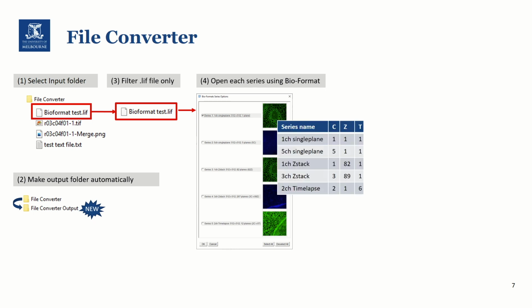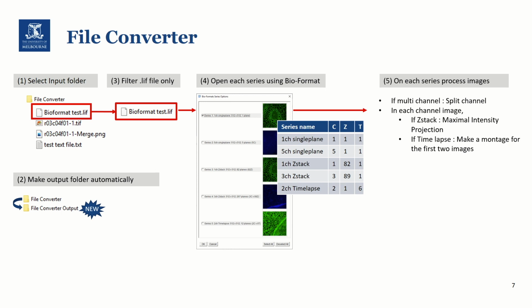In many cases, when we image our sample, we take images in various dimensions. For example, we can just take a single channel, single plane image, or multi-channels if we have multiple labelings, or Z-stack for three-dimensional information, or even a time-lapse for live cell imaging. This example image contains such various dimensional images, and once we open each series, we will process images based on its dimension to make a representative image for each.